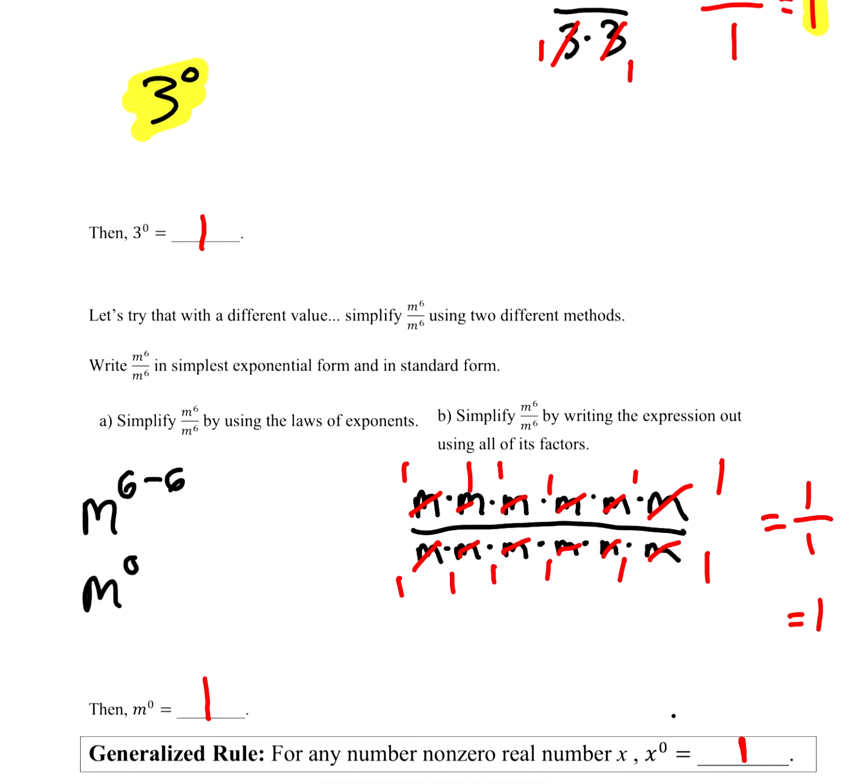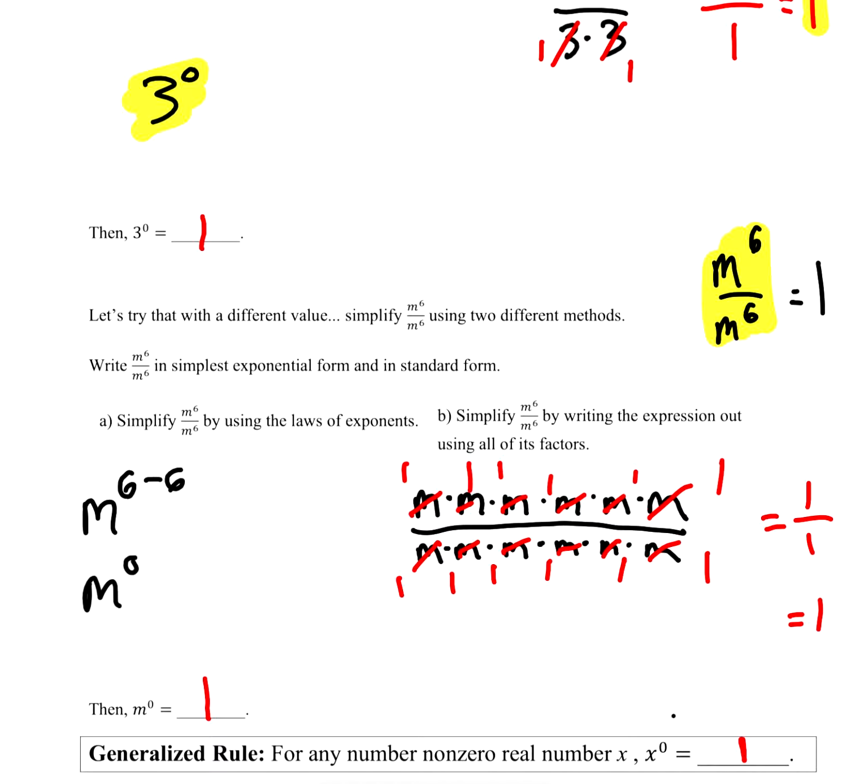And why is that? Why is anything to the 0 power going to be equal to 1? Well, if you take a look back at m to the 6th divided by m to the 6th, to get a base raised to the 0 power, it means that there's one base in the numerator, one base in the denominator, and they have the same exponent. So you really just have the same value in the numerator and the same value in the denominator. Whenever you divide anything by itself, it's always equal to 1. So that is what is happening whenever you have anything raised to the 0 power.